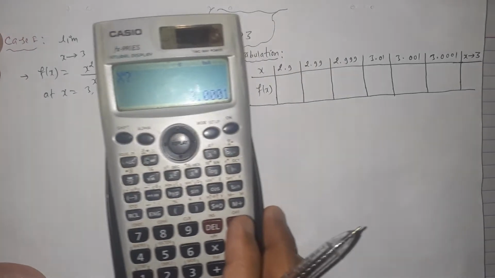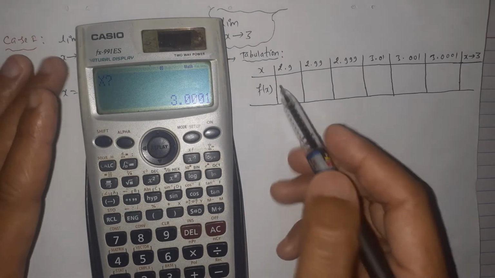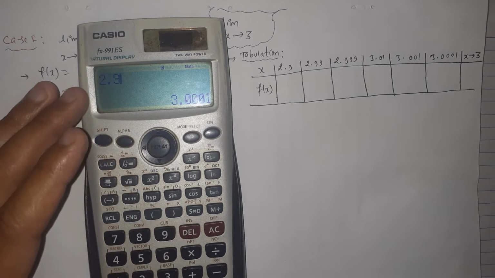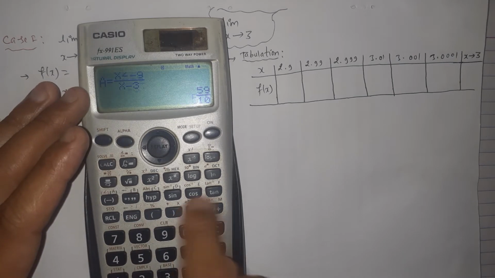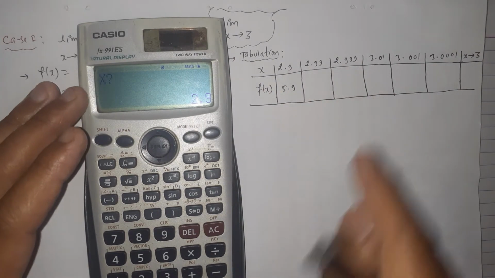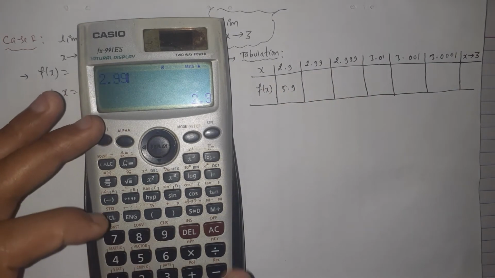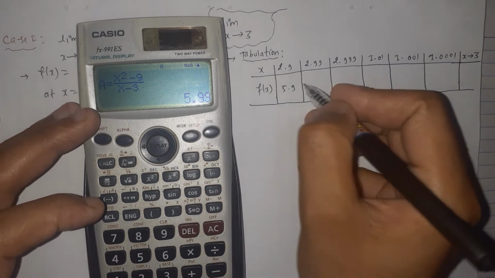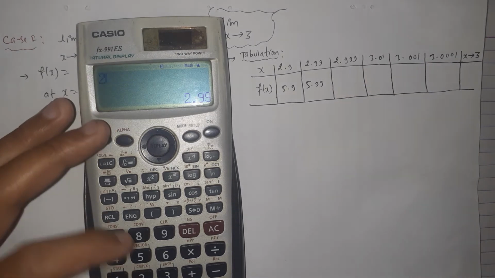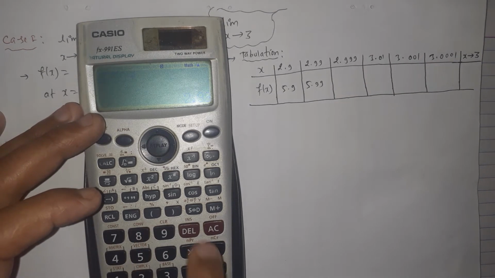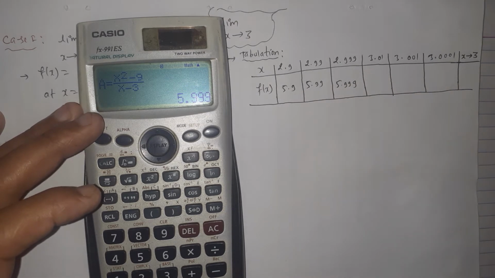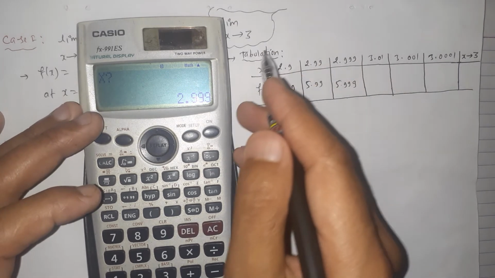Here we can take the different values of x. Let's take the first value for x, which is 2.9. For the value 2.9, the output is 5.9. Similarly, we can plug in the other values. At 2.99, the value is 5.99. Similarly, for 2.999, the output is 5.999. Similarly, we can approach 3 from the right hand side.